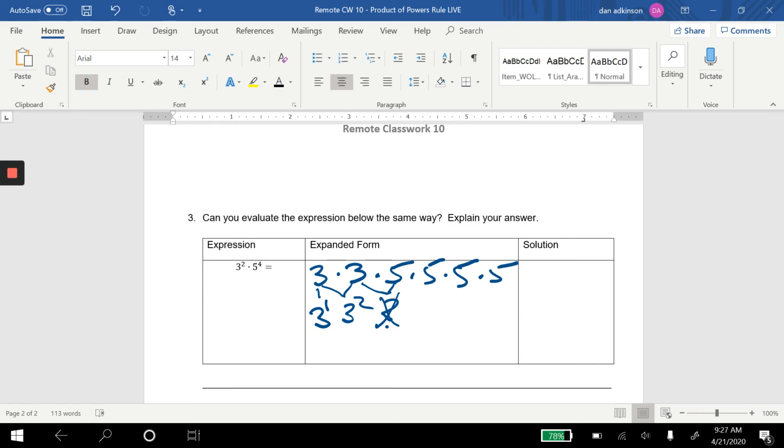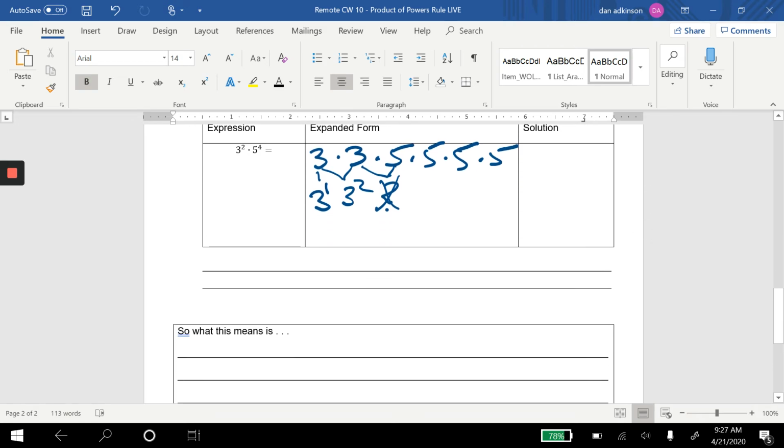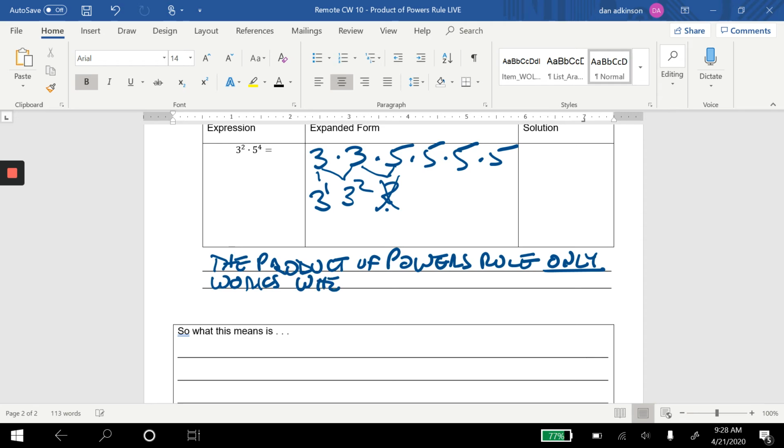So we learned something new that we need to factor into our product of powers rule, which is that the product of powers rule only works when base numbers are the same.